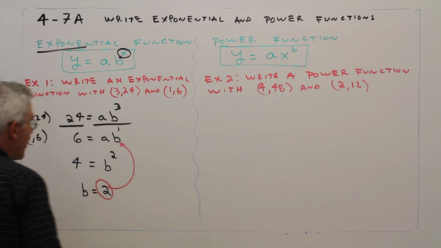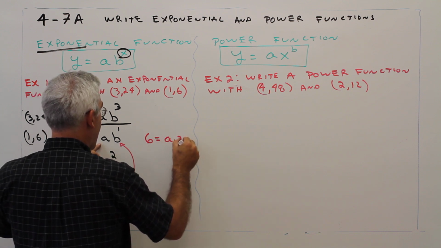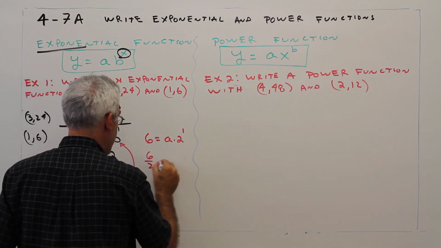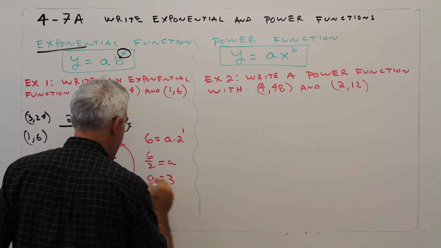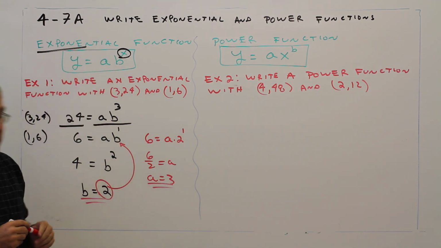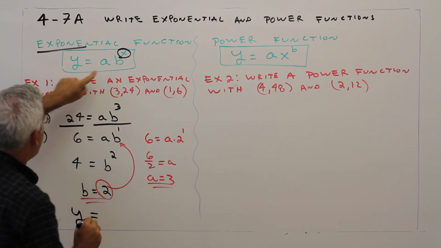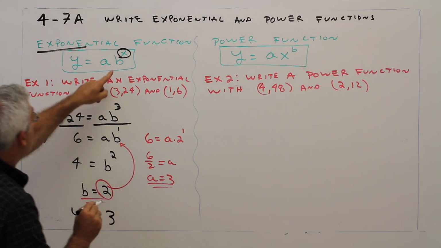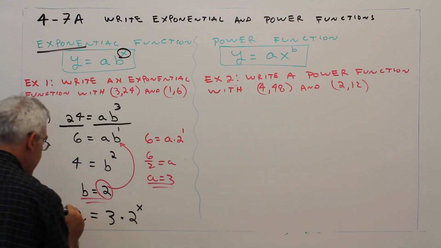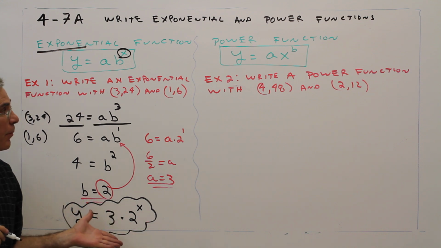And I will obtain 6 equals a times 2 to the 1. Just divide each side by 2. So 6 over 2 equals a equals 3. Once you've got the a and the b value, then write the function. So the function is y equals 3 times 2 to the x. And that's the answer for the first example.